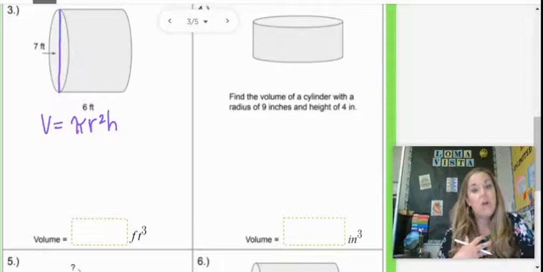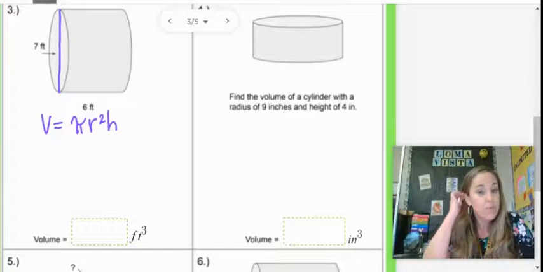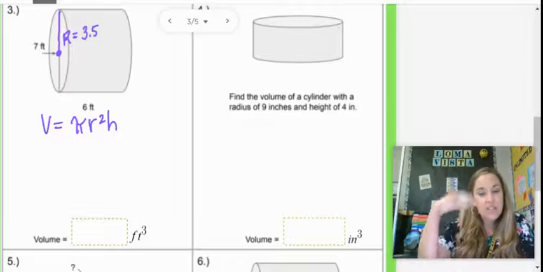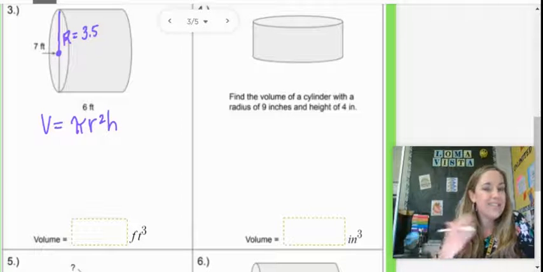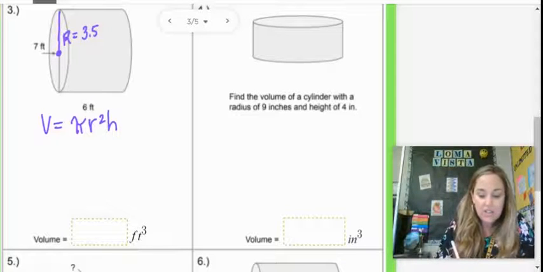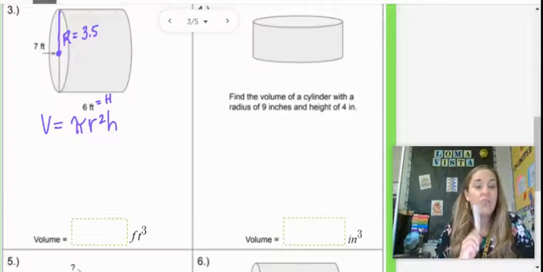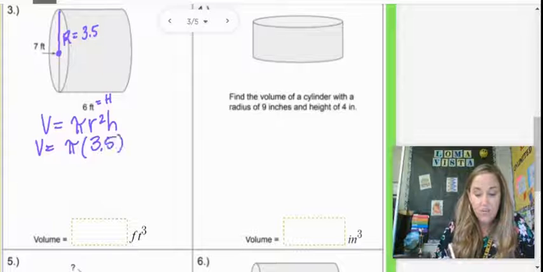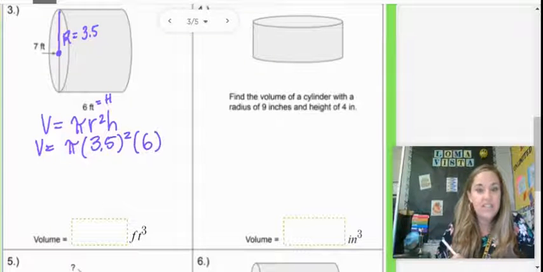I don't want the diameter. I want just the radius. So I'm going to have to cut that guy in half. And half of 7 is 3.5. So I know my radius is 3.5. And although the cylinder is on its side, the 6 is still the height. So this is the height of 6 and the radius is 3.5. And then after that, you just fill it in the right spot. The R, we said the radius is 3.5 and the H is 6.